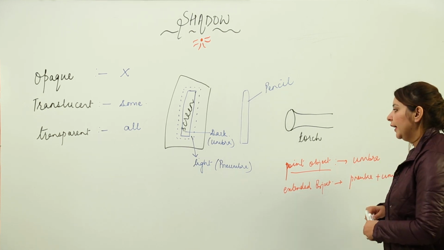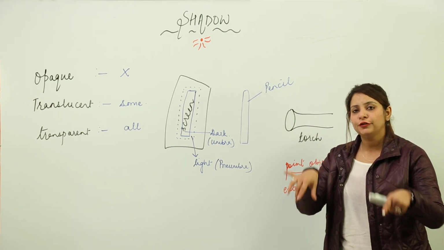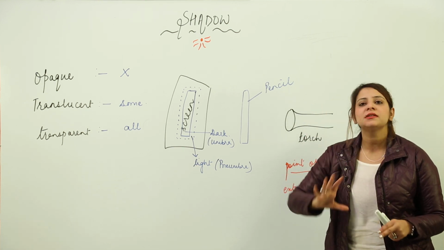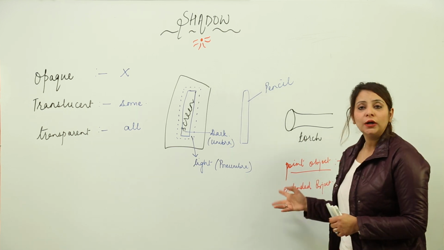So this is what a shadow is, and you know that a shadow is just similar to the outline of the object. It casts the outline of the object, and the inner side is just dark because it is stopping the passage of the light. So this is what the shadow is.